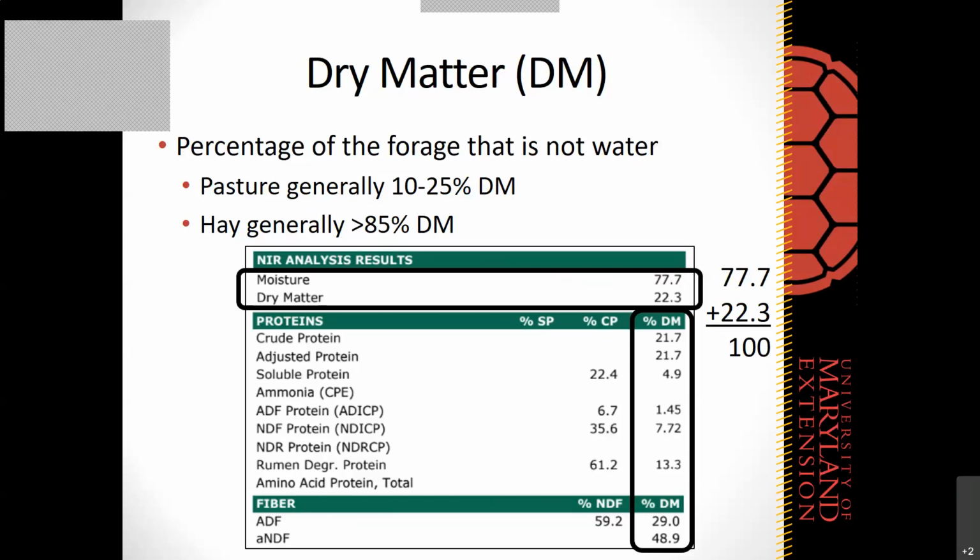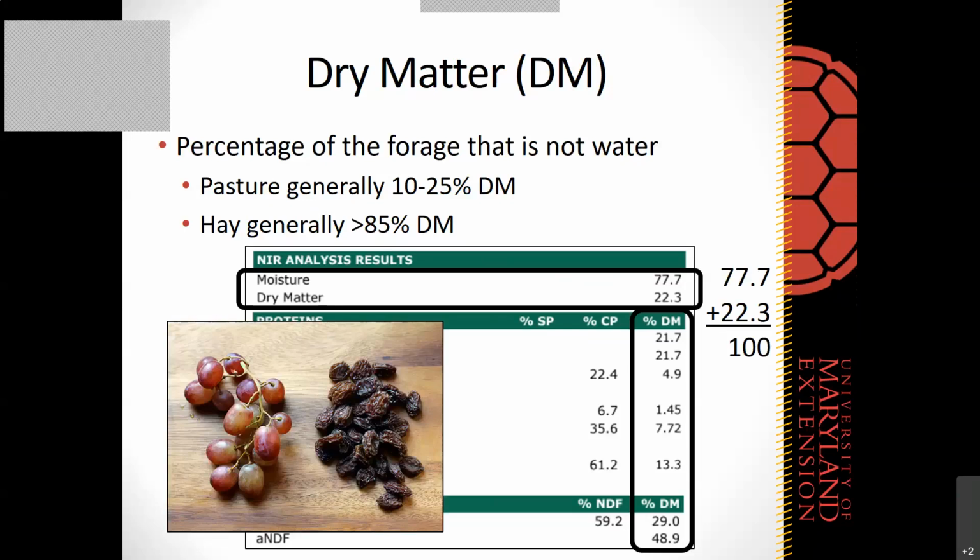So a lot of our forage nutrients, we always look at them on a dry matter basis. And this is so we can make more equal comparisons. To give you an example, if you think about grapes and raisins, grapes obviously have a lot higher percent moisture and the raisins have a lot lower percent moisture. They've been dried, so they have more dry matter. So you can think of the grapes as the as fed, or how the sample is, and the raisin as more of the dry matter.